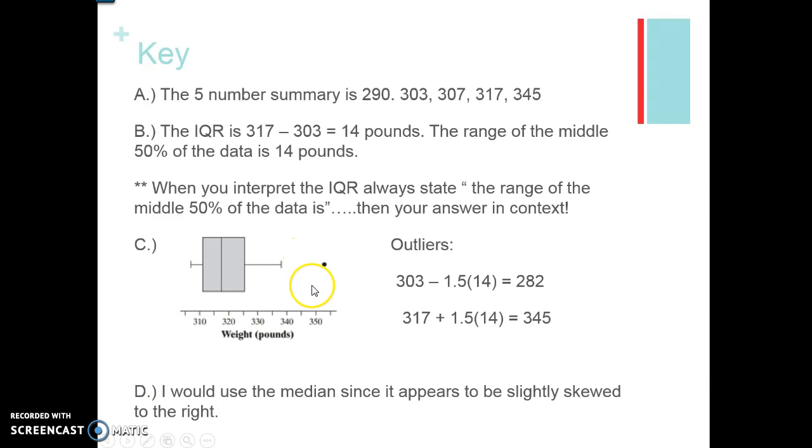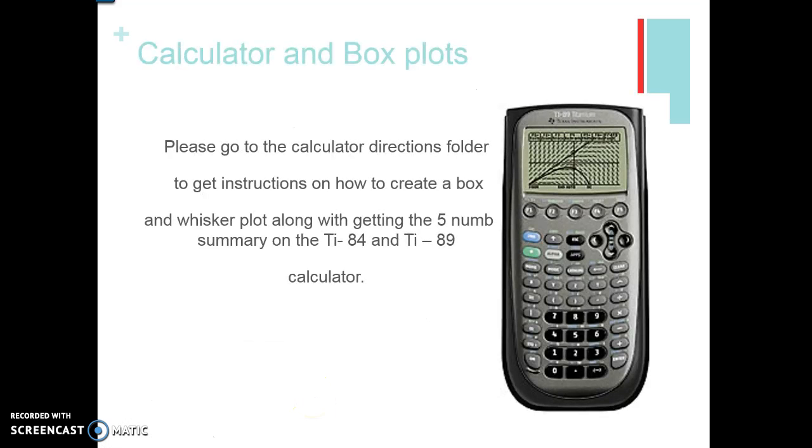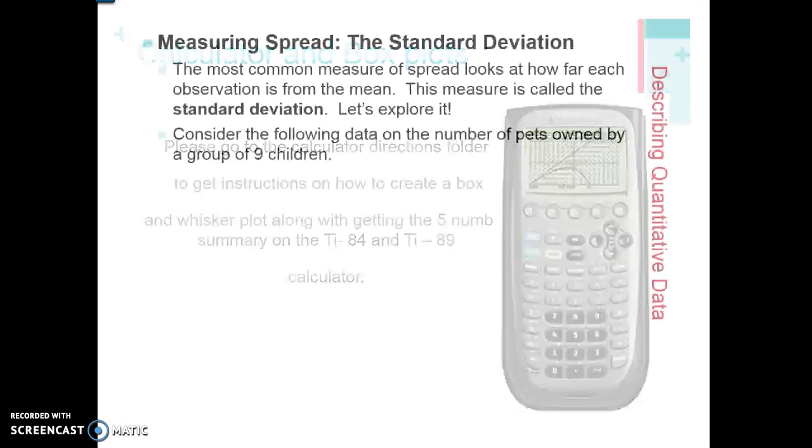Also, usually when you have outliers, you're going to use the median as a measure of center since it is resistant to them. Just remember, in the calculator folder, there are instructions on how to create box and whisker plots, along with how to do the 5-number summary on your TI-84 and TI-89.